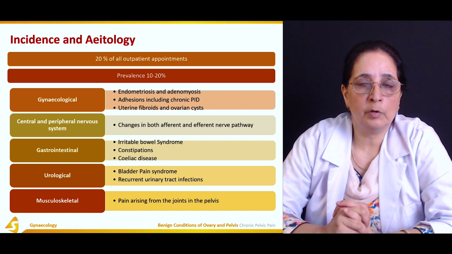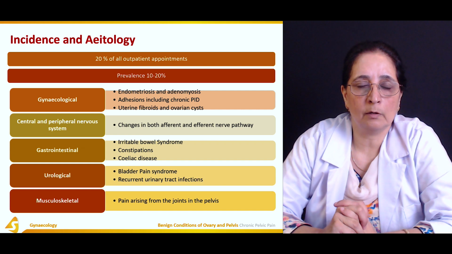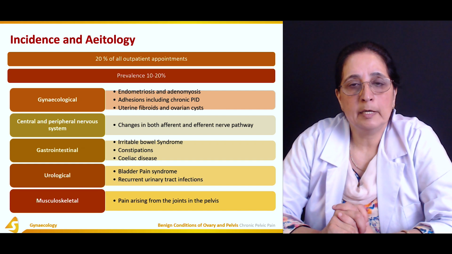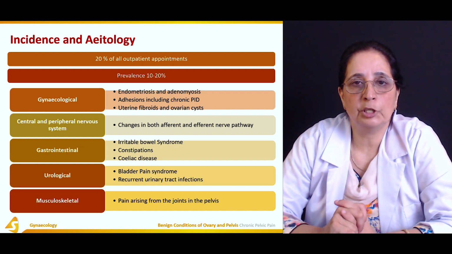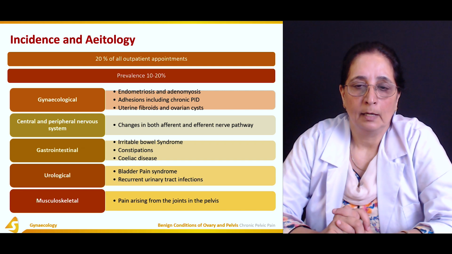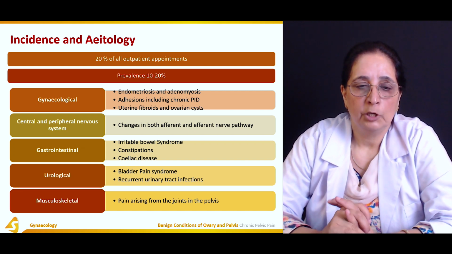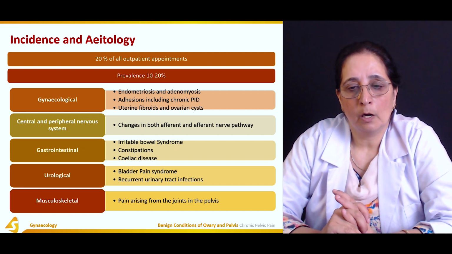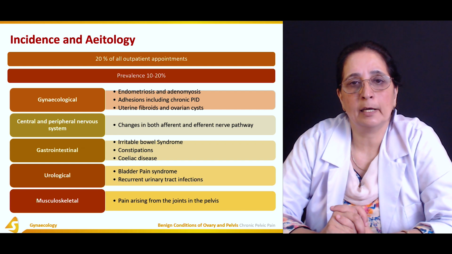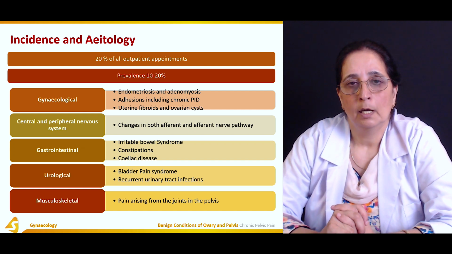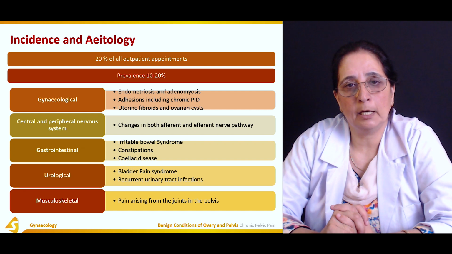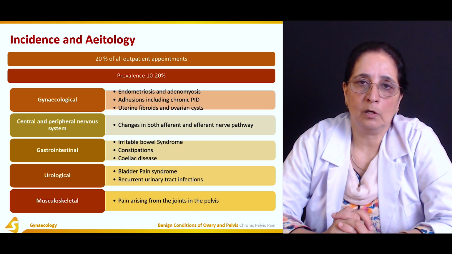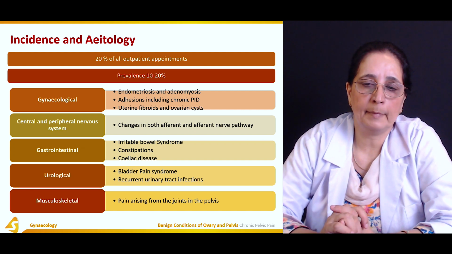Then gastrointestinal causes of pelvic pain. Again, very common causes are irritable bowel syndrome, constipation, and celiac disease. These lead to pelvic pain. Urological problems, bladder pain syndrome, and then UTI, urinary tract infections, can cause lower abdominal pain, dysuria, frequent urination. So all these are also present along with the pelvic pain.